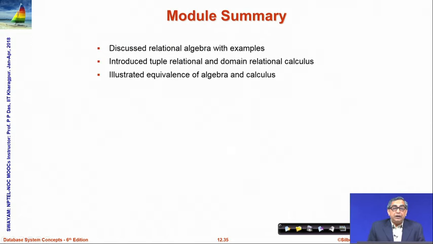So, to summarize, we have discussed primarily the relational algebra with some examples. We have introduced the tuple relational and domain relational calculus, and through a set of examples we have illustrated that the algebra and the calculi are equivalent. I would request you to work out more examples to understand the equivalence, or if you are really enthused, please try proving their equivalence formally as well.